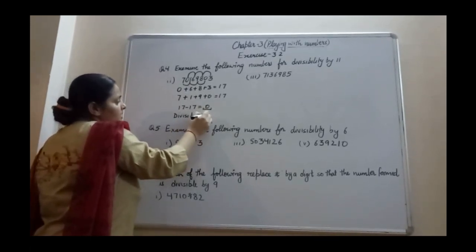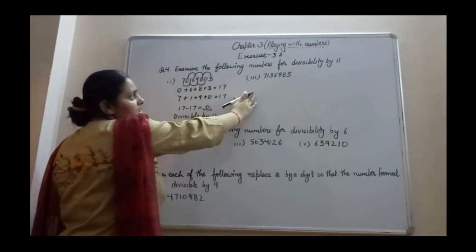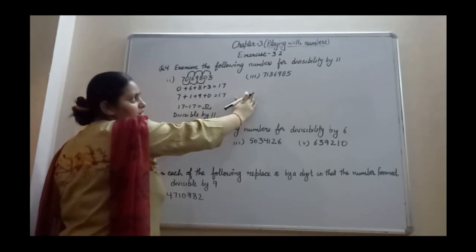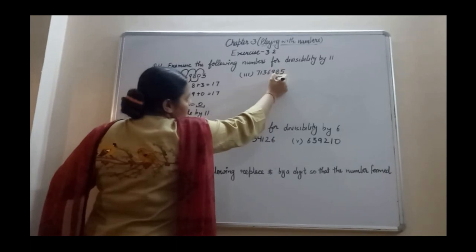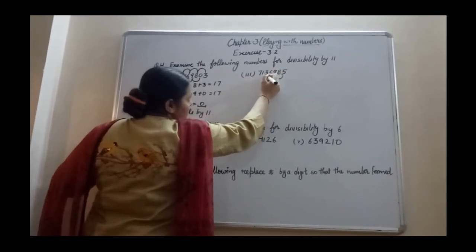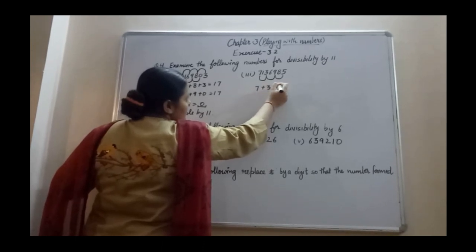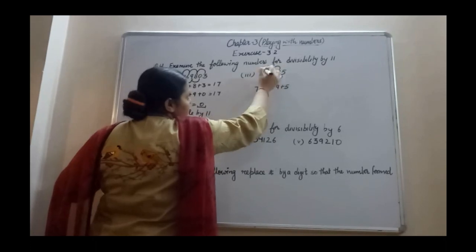Divisible by 11. Now let's check for the next part. So similarly we have to do the sum of odd and even places, and then we are going to find out the difference of their sums. So let's do it. First odd places. So 7 plus 3 plus 9 plus 5. Now the even, 8 plus 6 plus 1.